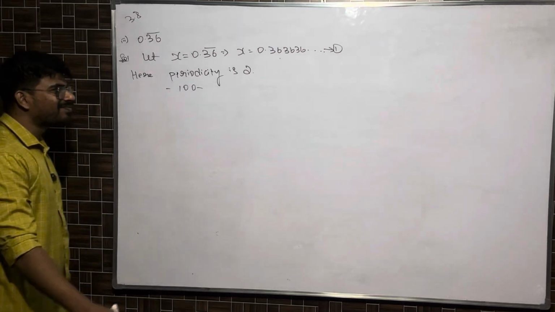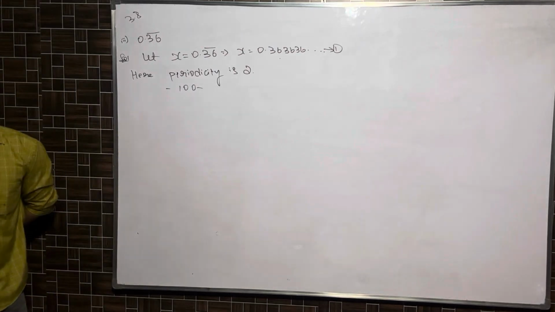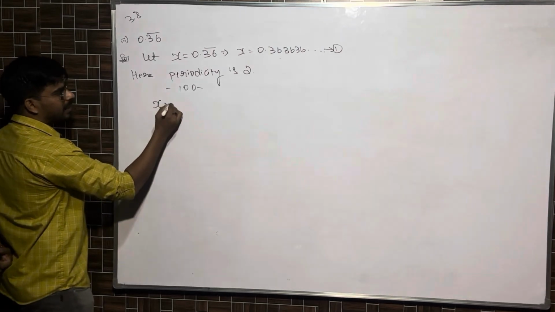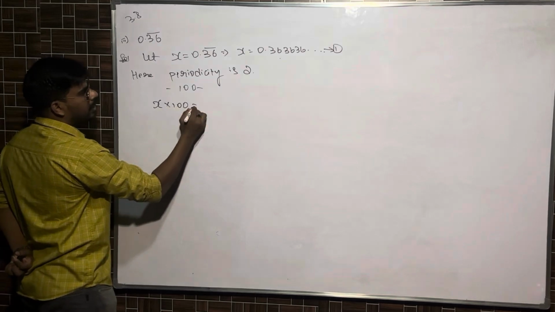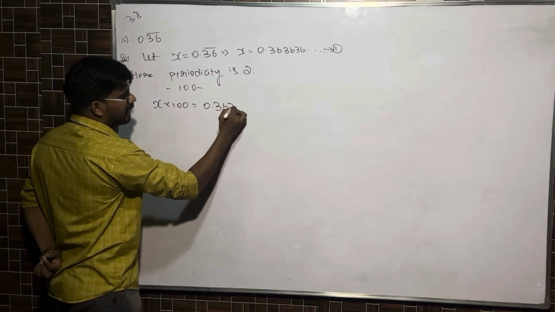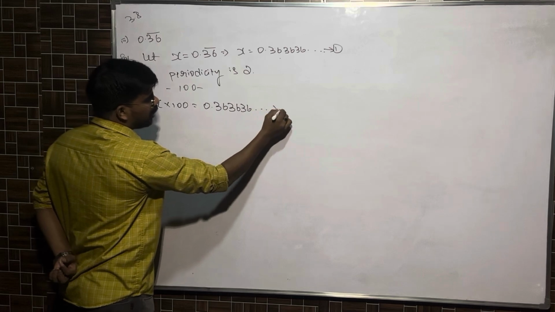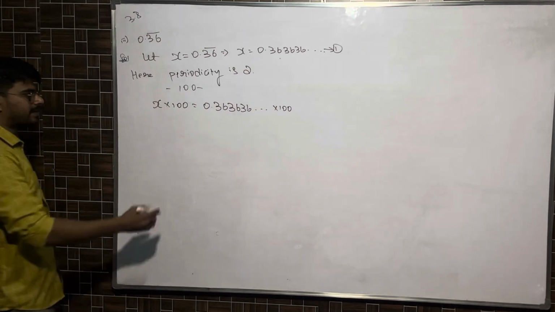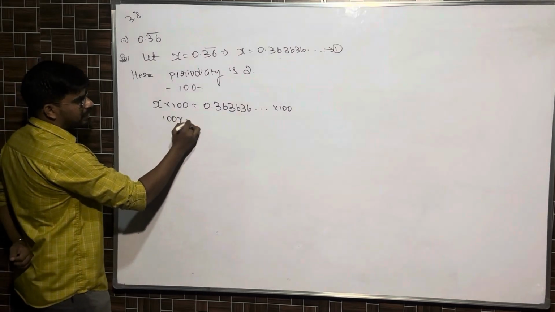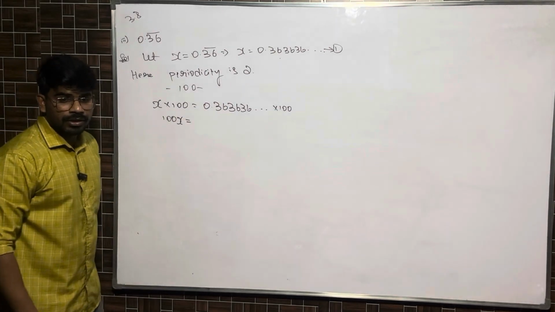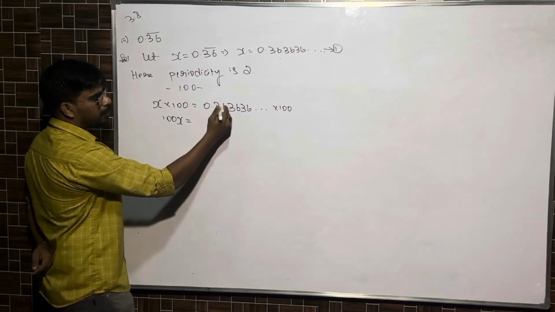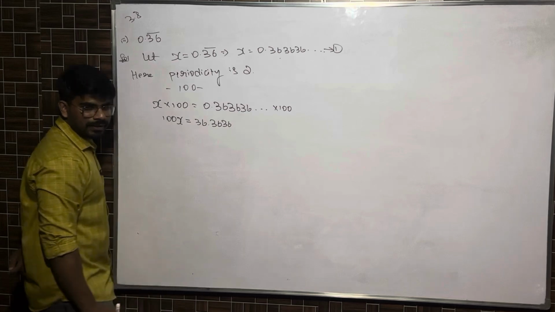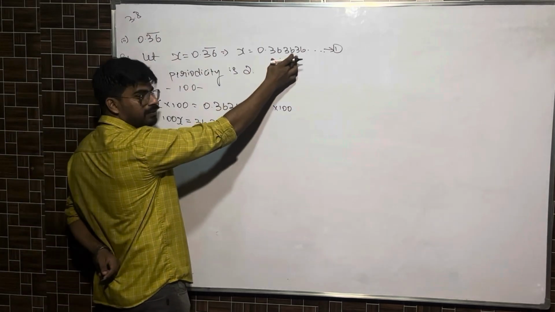Clear? Now, periodicity is 2, so multiplying both sides by 100. x into 100 on the left hand side is equal to 0.363636, and so on, into 100. x into 100 is nothing but 100x. Now, the point will be shifted after 2 numbers. Here the point will come. So it is 36.3636. One more 36, because in equation 1 there are 3 digits.